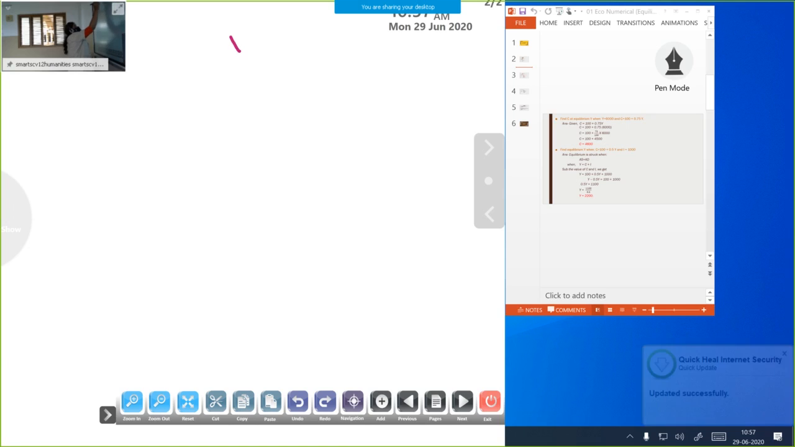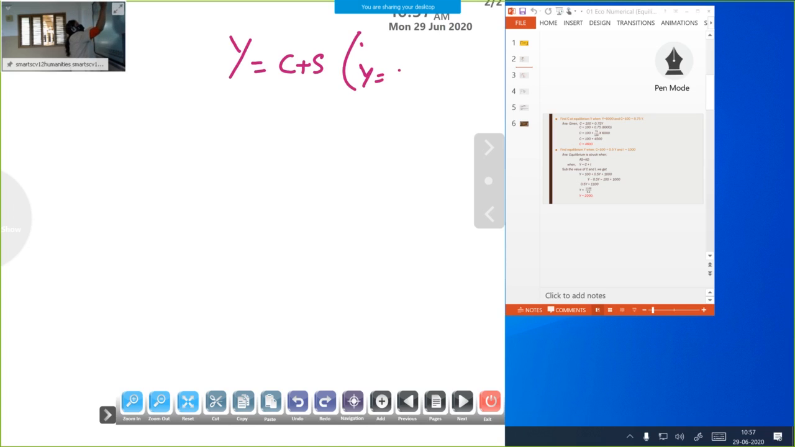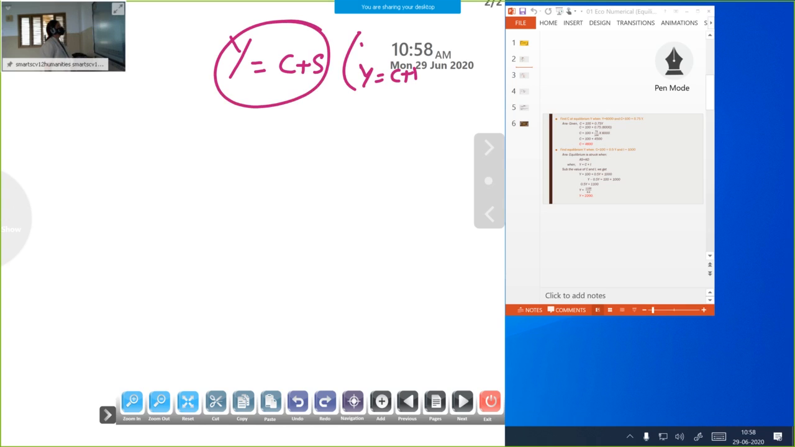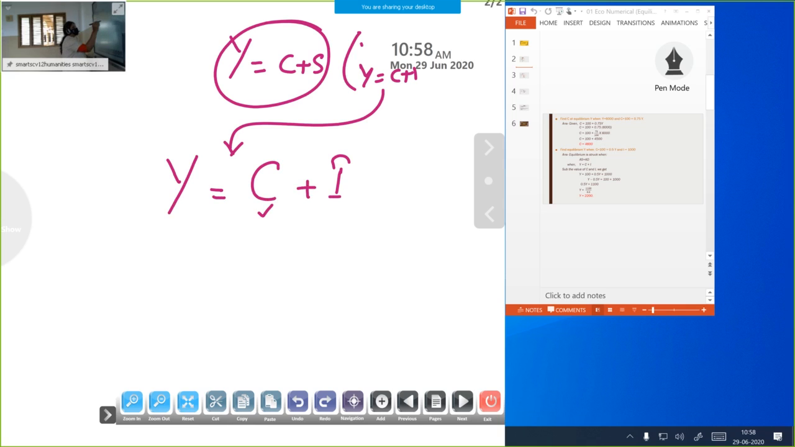So we should know the formulas. Y is equal to C plus S, we know. Y is equal to C plus I, we know. Which one can we take from the question? Here C and I are there. So we can use this equation. So we are writing Y is equal to C plus I, because C is given and I is given, right?